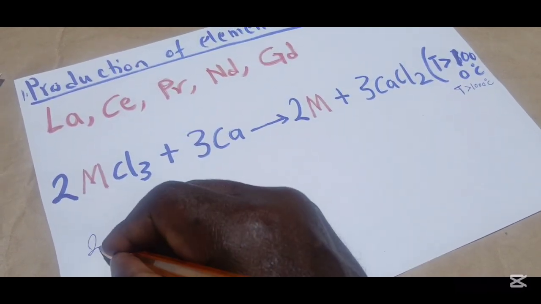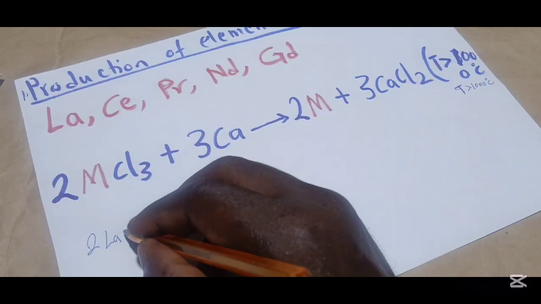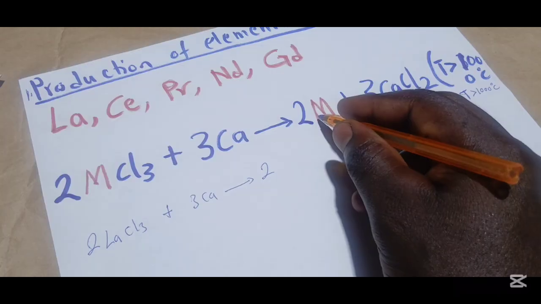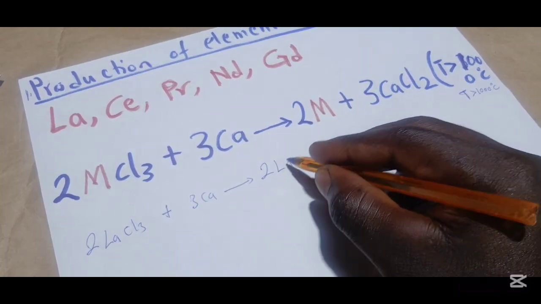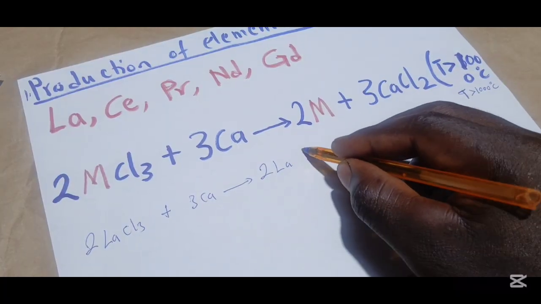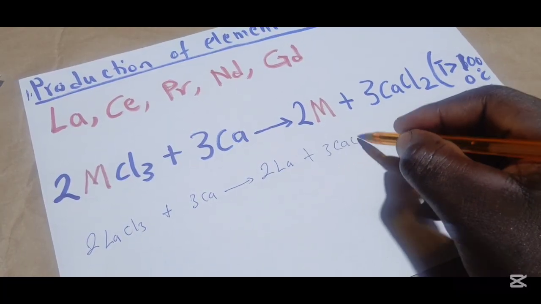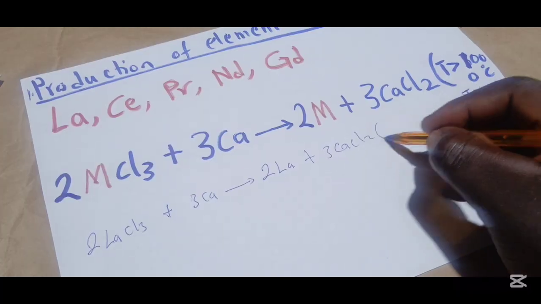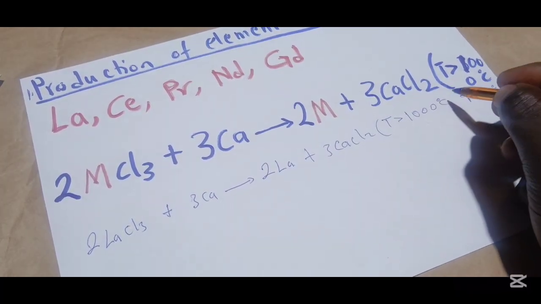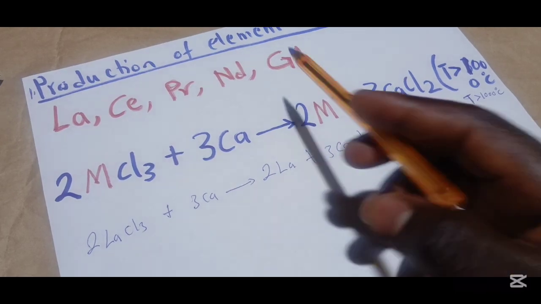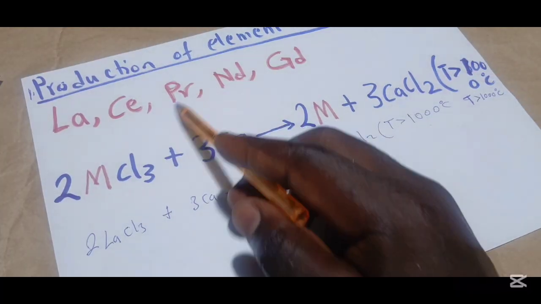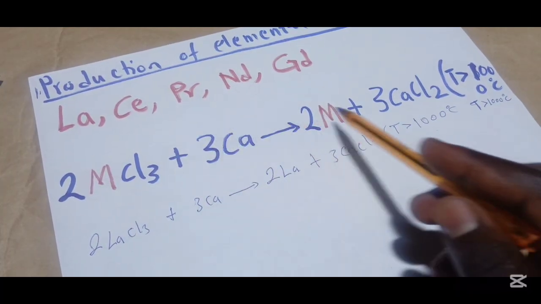So 2LaCl3 plus 3Ca giving us 2La, because we are showing how La is produced elementally, plus 3CaCl2. Then you should bring this, depending on your professor, 1000 degrees Celsius. So if it happens to be Pr, this is what you should do. Just keep this equation in mind. Wherever you see M, you replace it by Pr.